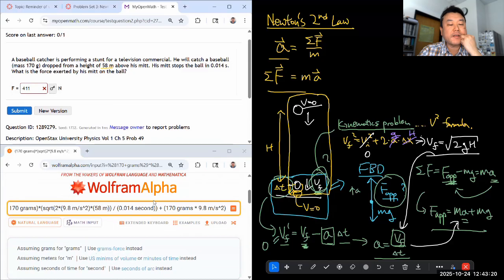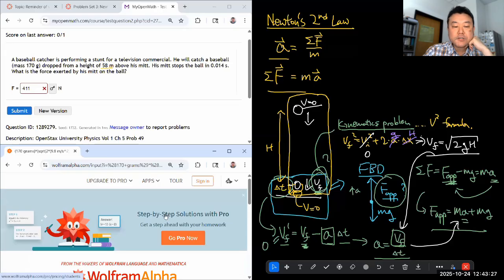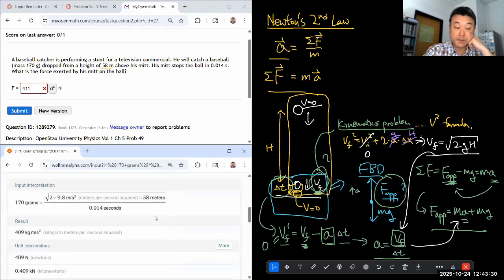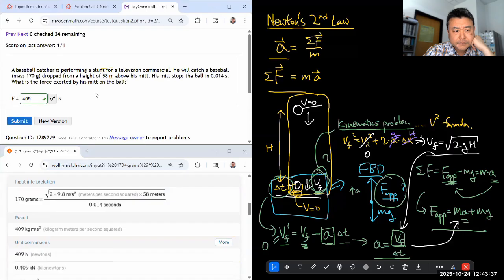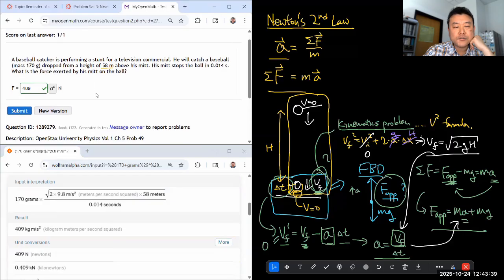A programming error that someone could make is forgetting the gravitational force during the interaction. That'll result in an error that's bigger than 1%. 409 newtons. Wait, that's not bigger than 1%. Yeah, so I think there are two simultaneous mistakes made in the programming of the question. One, the question writer forgot about gravitational force. Two, they left it at the default tolerance of 1% instead of 0.1%.